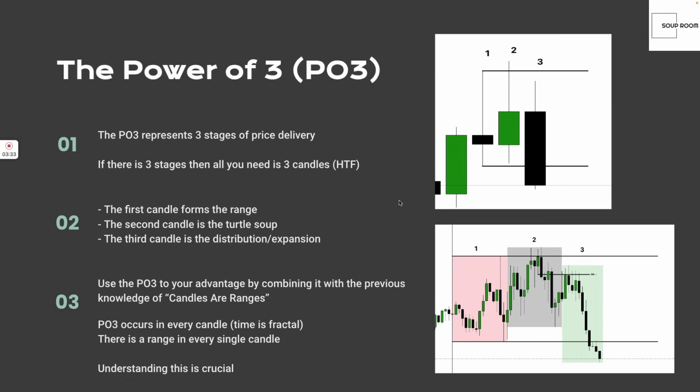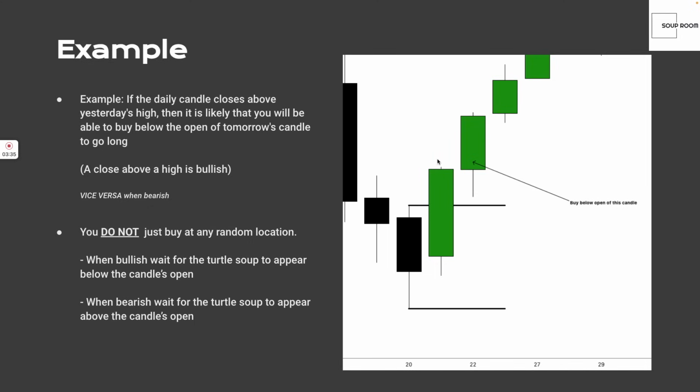Why is that important? Because if we take a look at this example, you can clearly see the power of 3 within this candle. This is a daily candle. On the lower time frame, it will be easier to see. Open, accumulation, manipulation lower, distribution higher. Power of 3 in a breakout candle.